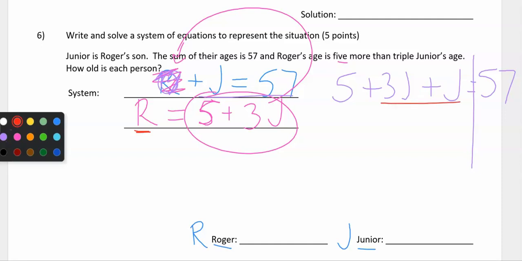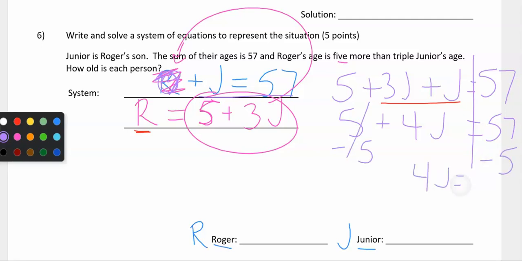Now I have an equation that just uses j, so this is a lot easier to figure out. If I combine the j's right there, that's 4j. And then I subtract 5. So 4j equals 52. Last step is to divide by 4. So j equals 52 divided by 4 is 13. Okay, perfect. That is how old Junior is.